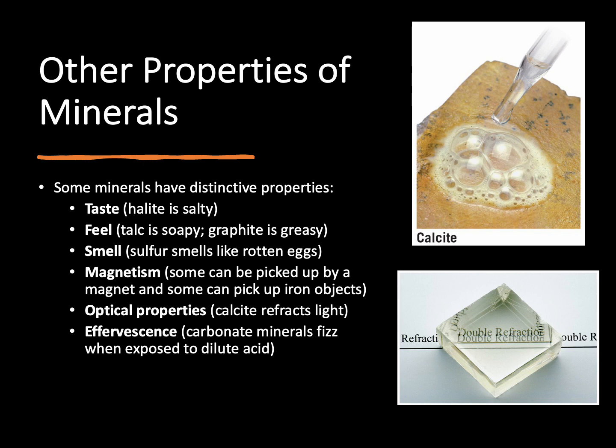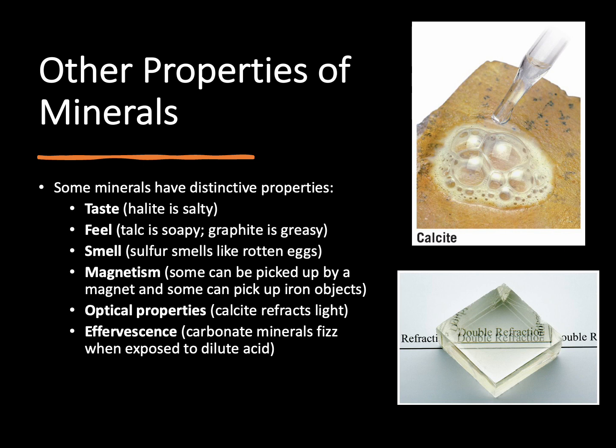Some minerals have very specific smells. Sulfur smells like rotten eggs, so it's not a very pleasant mineral to be around. Other minerals have magnetism. These are things that magnets are attracted to, kind of like the sides of our fridge. And this is generally because the mineral has iron inside of them.